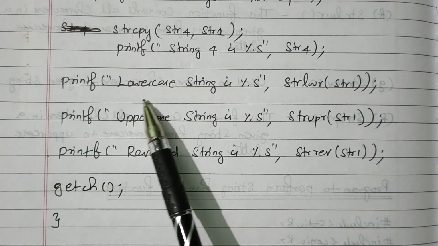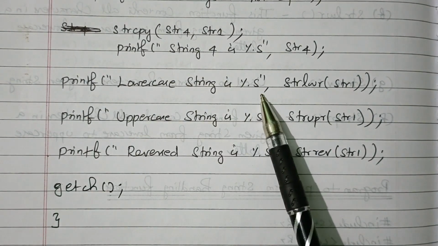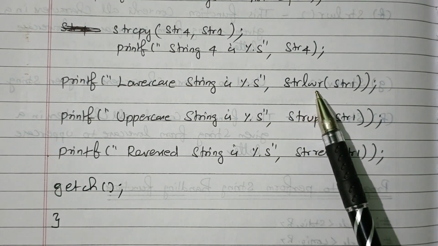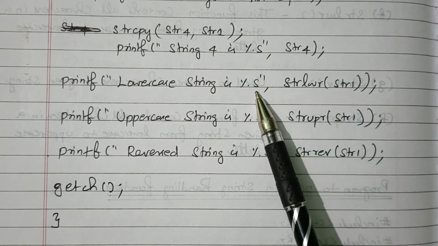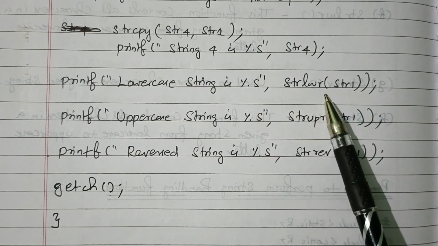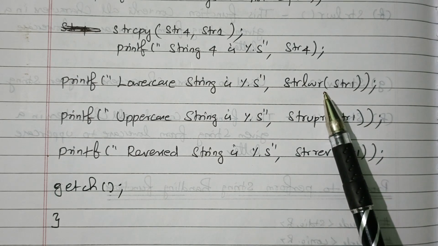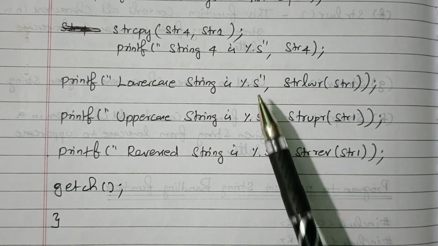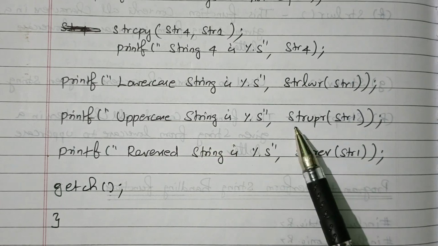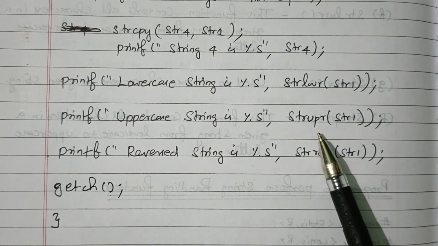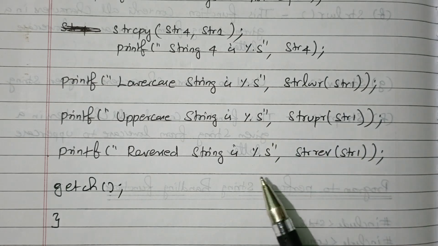Lowercase, printf of lowercase string is %s, strlwr, str1. What happened? String 1 is converted into lowercase and printed. Sometimes it may contain uppercase or lowercase, whatever it may be, the final answer will be lowercase. Similarly, uppercase string is %s, strupr, it will convert into uppercase. String 1 is converted into uppercase, right?